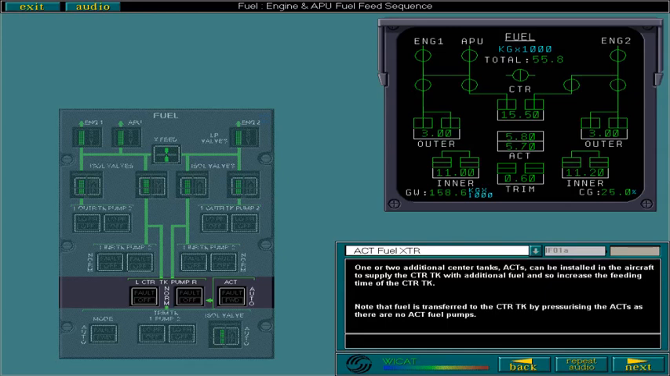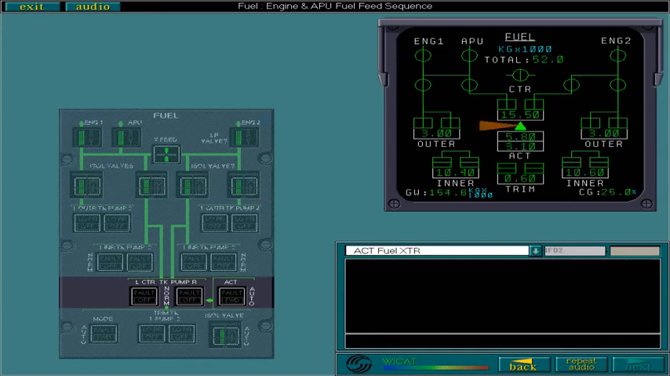This symbol will appear on the ECAM fuel page when transfer is taking place. The symbol disappears and transfer stops when the level in the centre tank is nearly full. There is no interconnection with any other tanks and transfer is only one way.